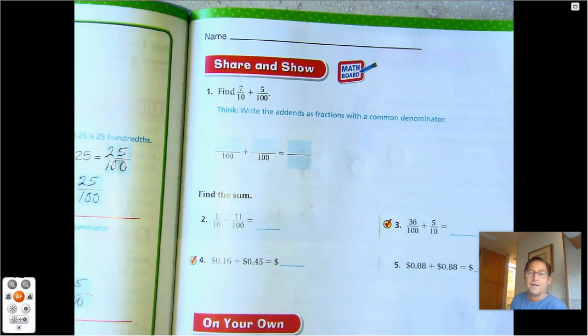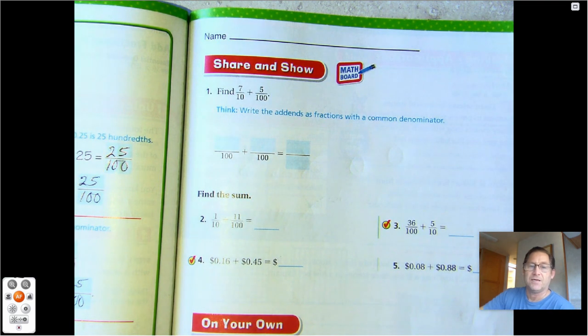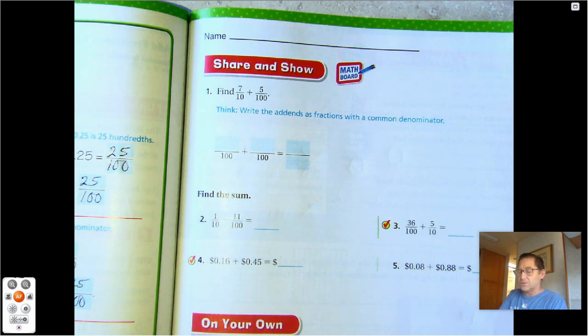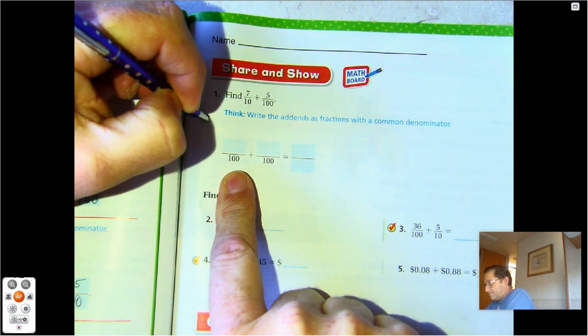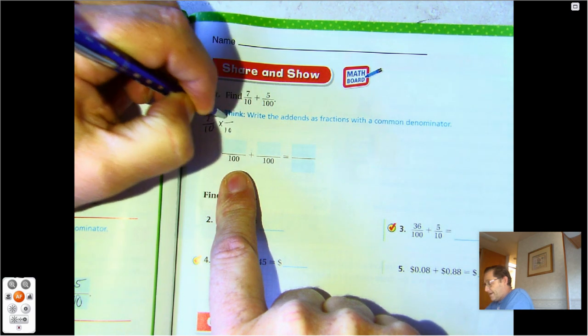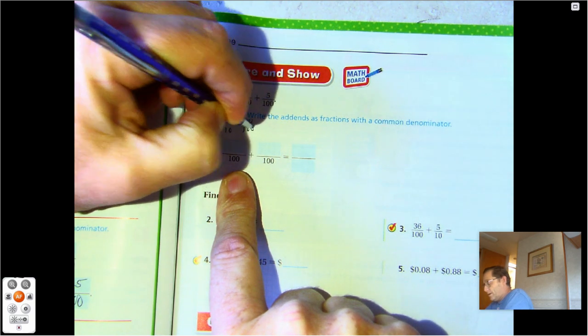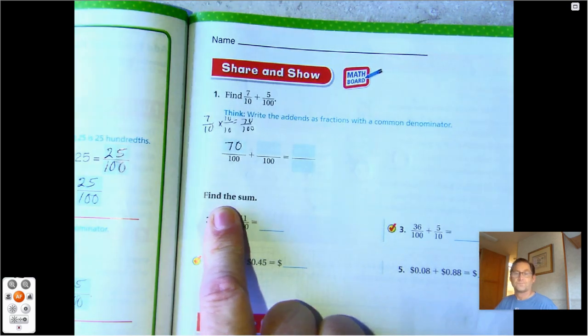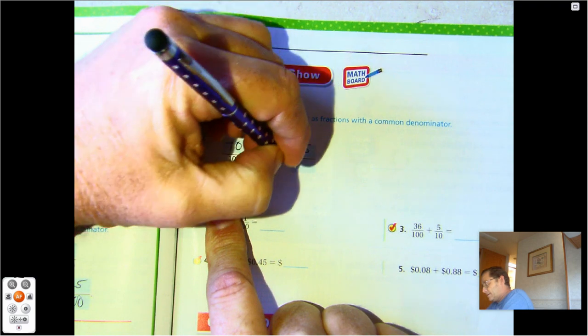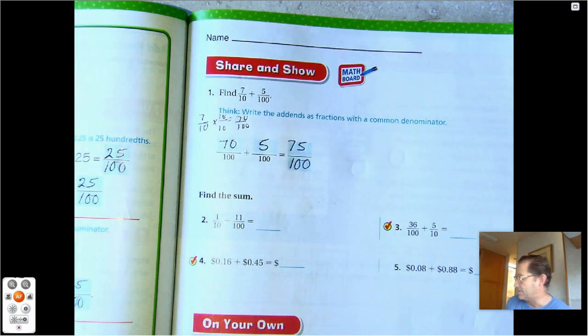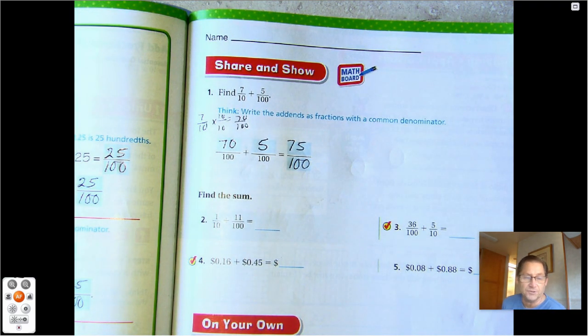Number 1, find 7/10 plus 5/100. Okay, so again, we have two fractions with different size parts. So the first thing we need to do is make them have the same fractional parts. So 7/10 times 10 over 10 would give me 70/100 plus 5/100. So 7/10 plus 5/100 is 75/100. 75 hundredths.